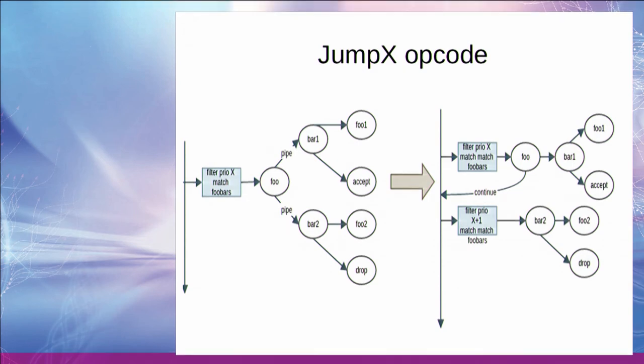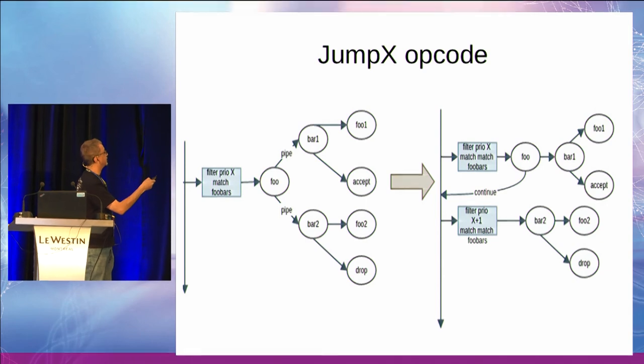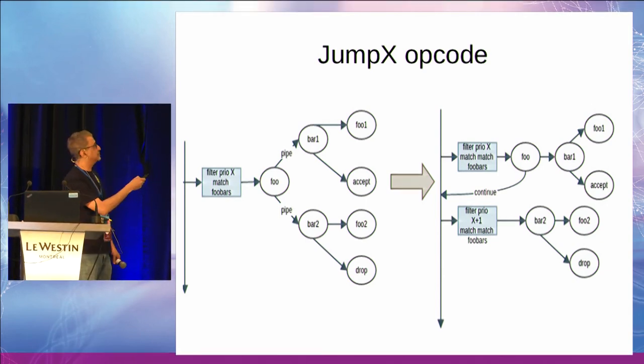If I wanted to add a graph of actions that looked like this, to say match something, and then you run some action foo, and based on the result, you want to go this way or that way. The only way you can do it today is you have to define two policies. You specify the same filter with a priority that's a lower number that gets hit first. Say, okay, match foo bars, go to foo, based on that state, instead of saying pipe to here, you say continue, and then this other guy is going to be matched, and then you execute this graph, please.